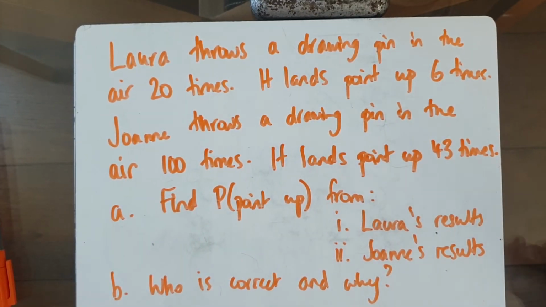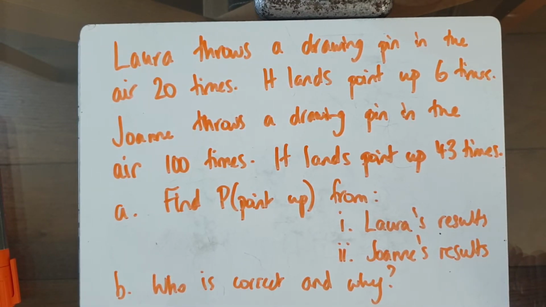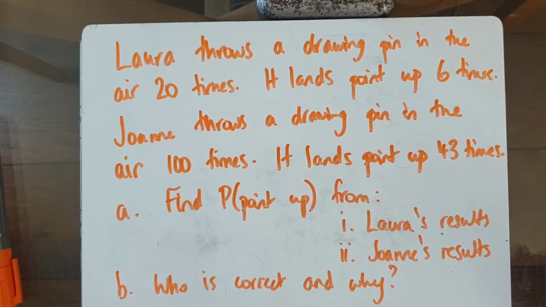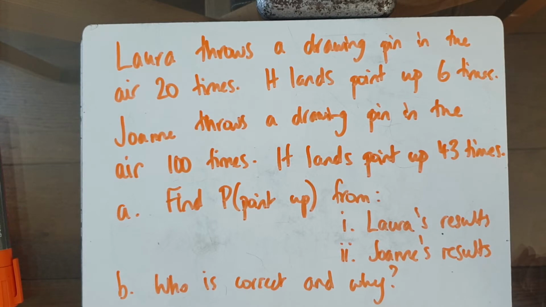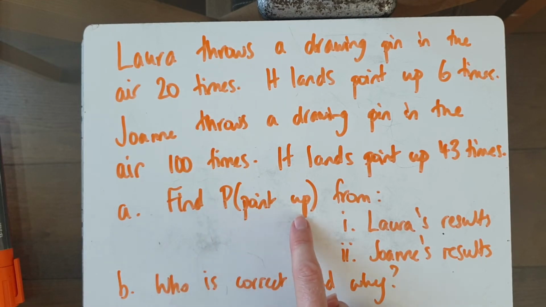Next, we're going to do this example. So copy this down. Laura throws a drawing pin in the air 20 times. It lands point up 6 times. Joanne throws a drawing pin in the air 100 times. It lands point up 43 times. For part A, remember this is probability notation. So find the probability of it landing point up from Laura's results and then Joanne's results. And then we need to comment on who is correct and why.